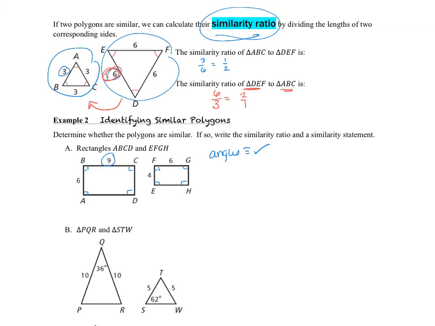So that would be 9 over 6 is equal to 6 over 4. Let's see if that's true. You can cross multiply. 9 times 4 is 36. 6 times 6 is 36. Since we got 36 equals 36, we also know the sides are proportional.